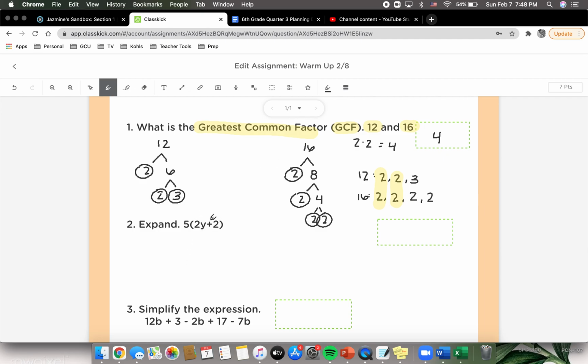Looking at number 2, it says expand. So this is what we've been working on for the last week and a half. So we're going to take 5 times 2y plus 2. And remember, expand simply means to take this outside expression and multiply each term on the inside of the parentheses by it. So 5 times 2y gives us 10y, and then 5 times 2 gives us 10. And our middle operation was adding, so we have to continue with adding. So our final answer would be 10y plus 10.